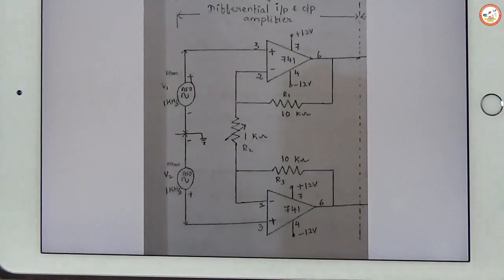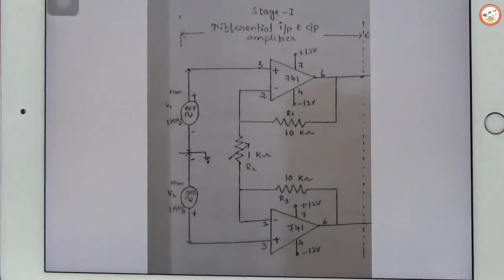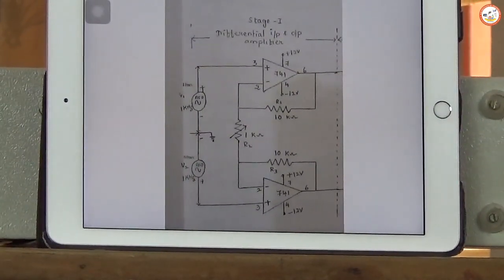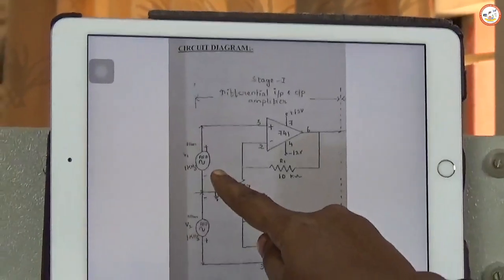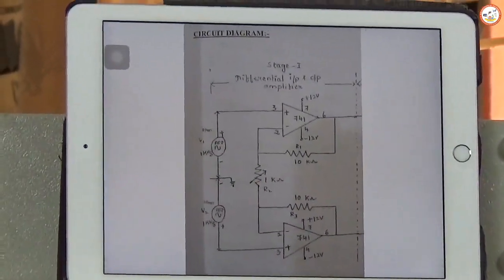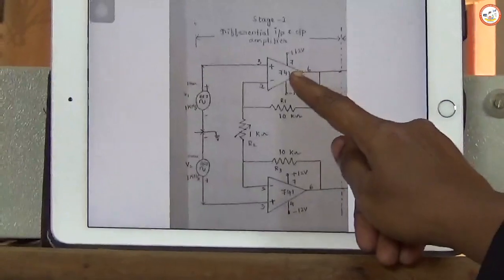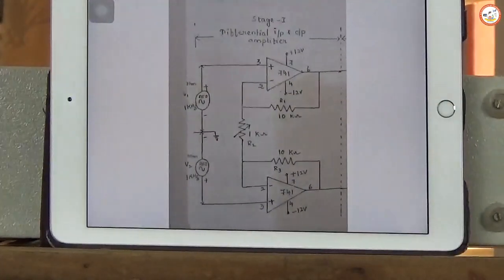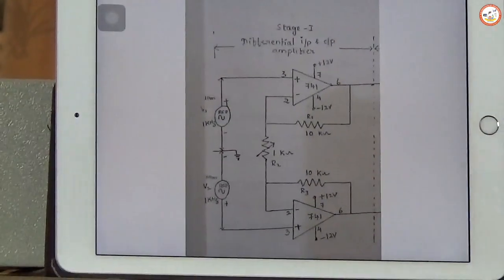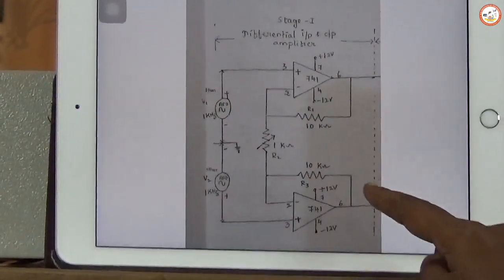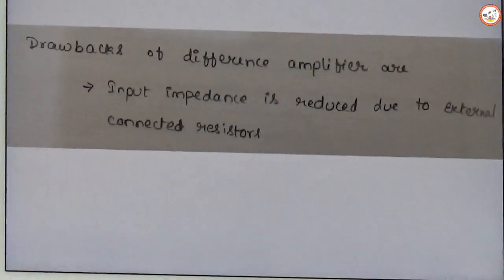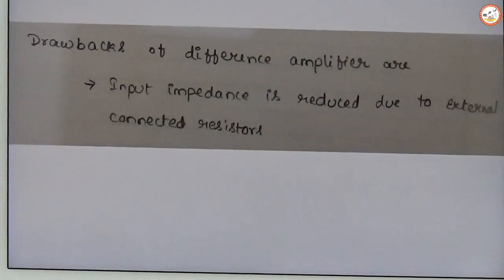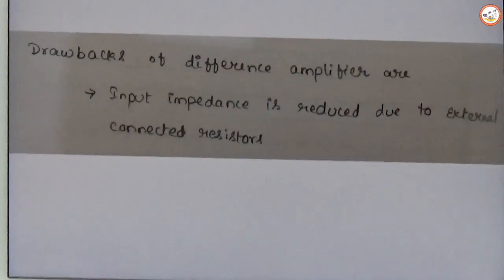So what we are supposed to do is amplify the difference between the 2 input signals. You need to give 2 inputs, one from one signal generator and another from another signal generator, which are given to the 2 non-inverting amplifiers, and the output of that must be given to a difference amplifier. Why we are using 2 stages: the main drawback of the second stage difference amplifier is that its input impedance is reduced. That drawback is eliminated in the first stage.